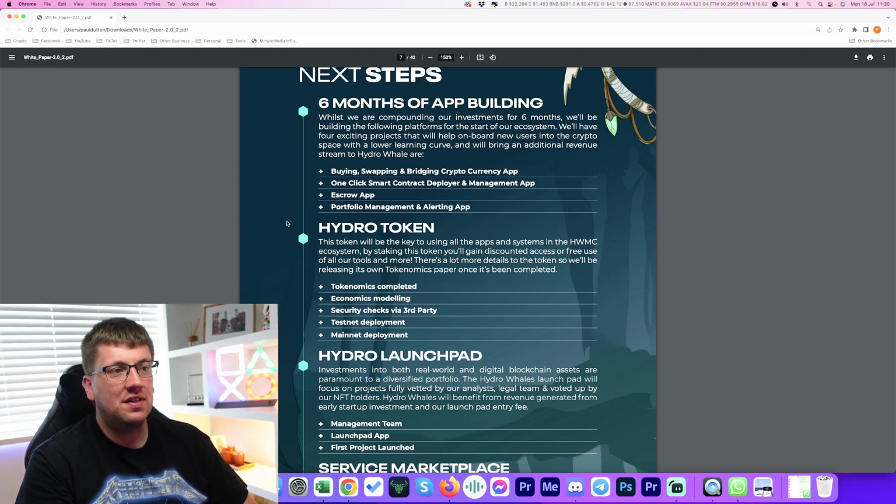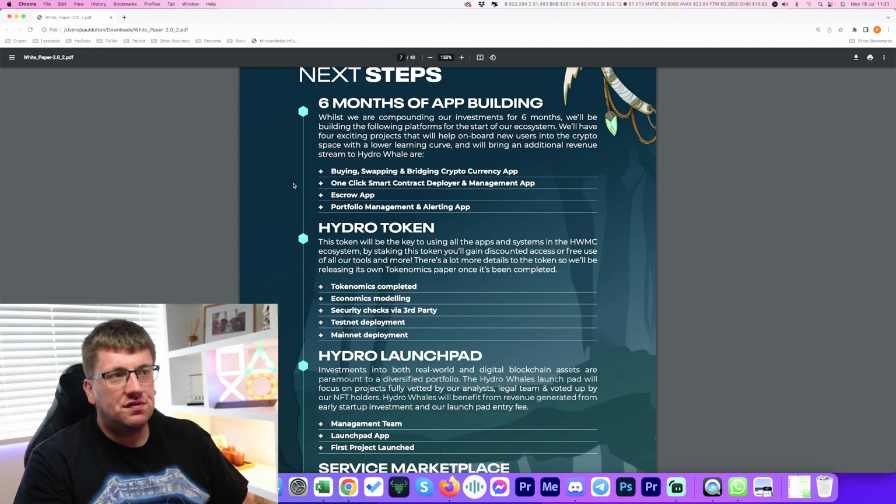Because as you can see here, there are a lot of things to build, and we're going to go through them briefly now. The first thing they're talking about is a buying, swapping, and bridging cryptocurrency app. In typical DeFi projects, think of this as swapping currencies between one another, being able to on-ramp, buy things in, and potentially bridging between different blockchains, which is going to be really powerful.